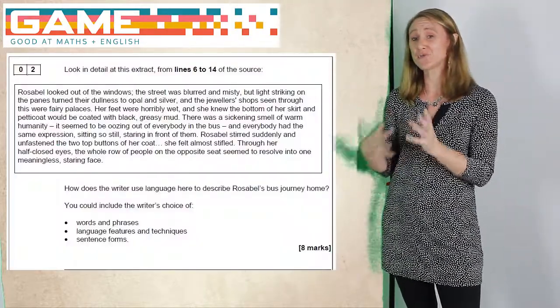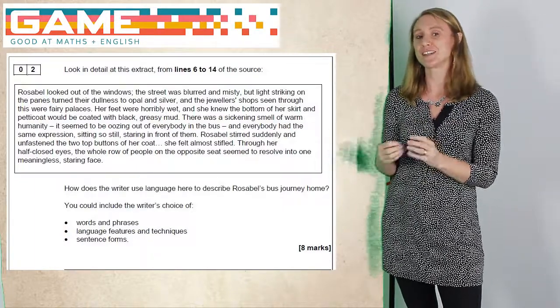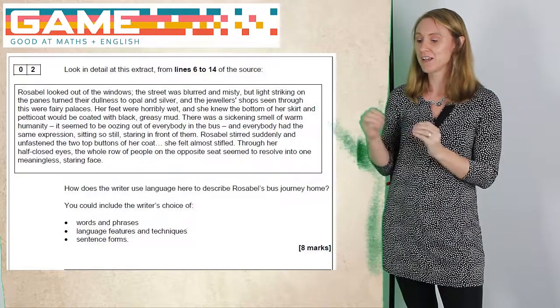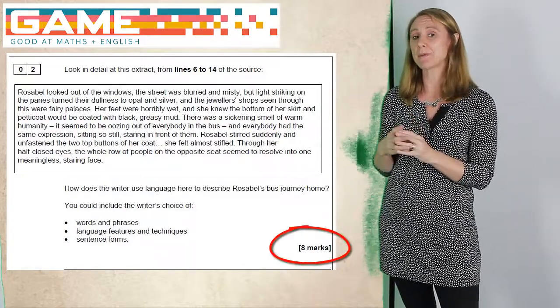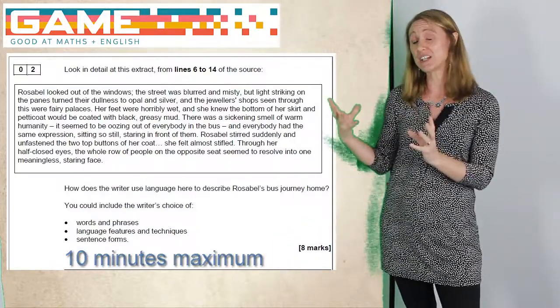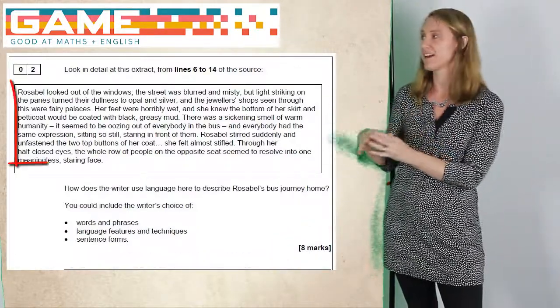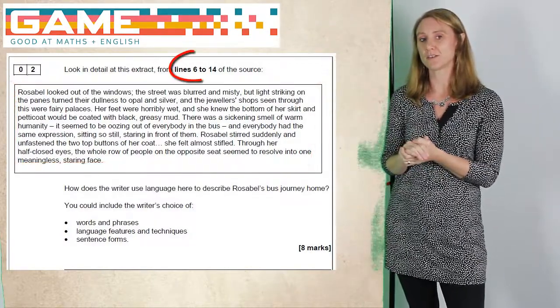So, question 2 is the language features question. This is one of the questions that most of the students are more confident on. You've been looking at language features for a long time. So question 2 is worth 8 marks. It's 10 minutes as a maximum amount of time to spend on that question, and you're going to be asked to find language features and powerful words and phrases within a given section. You'll have certain line numbers to find those from.